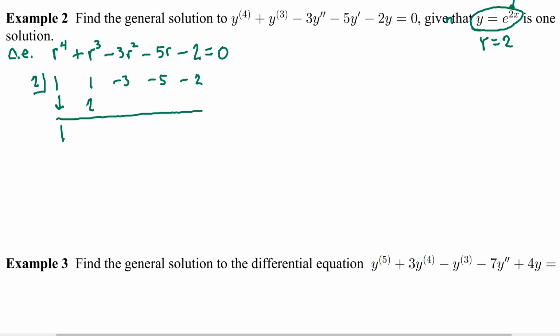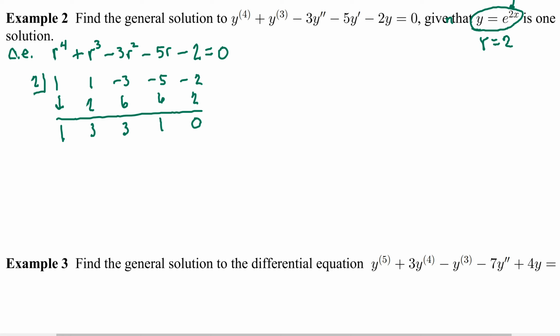2 times 1 gives us 2. Then we add vertically here to get 3. And then repeat that process. We're going to take the number in the box, 2, times the newest number on the baseline, 3. 2 times 3 is 6, and that product goes right here. And then we add vertically to get 3. Repeating this process, 2 times 3 is 6, negative 5 plus 6 is 1, and 2 times 1 is 2, and negative 2 plus 2 is 0.